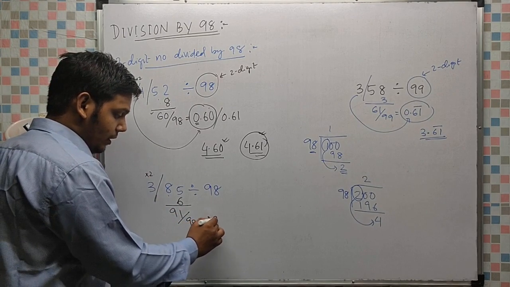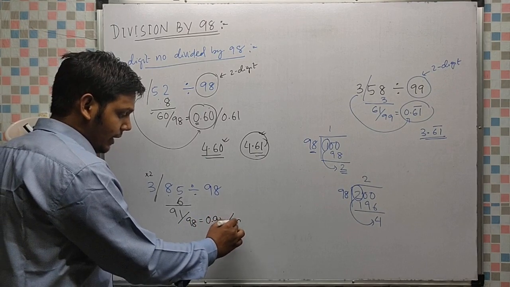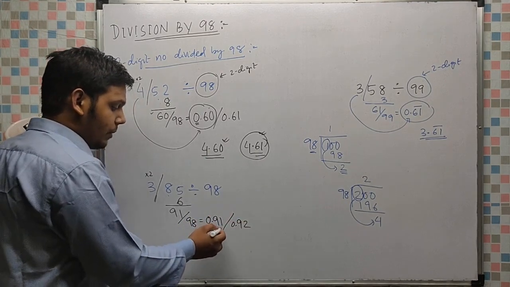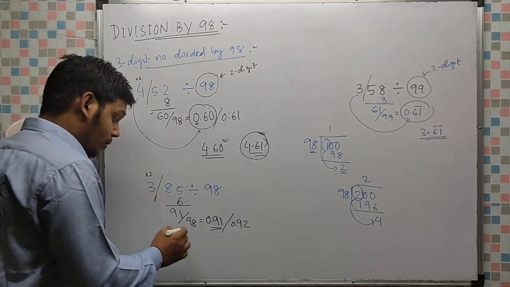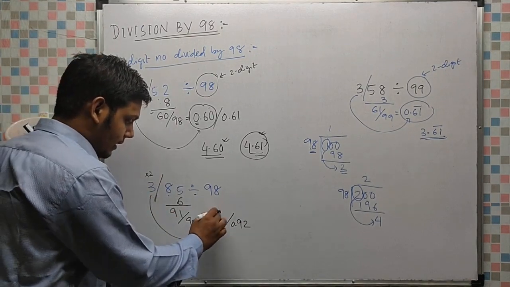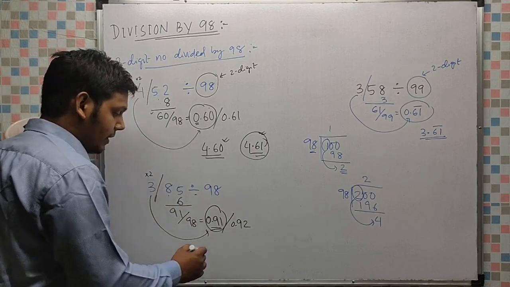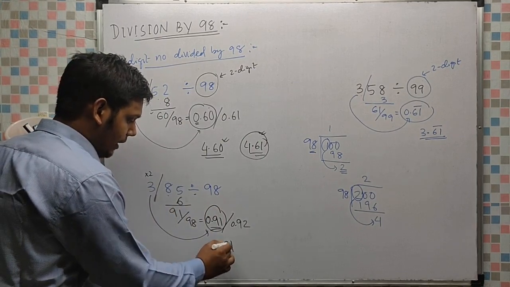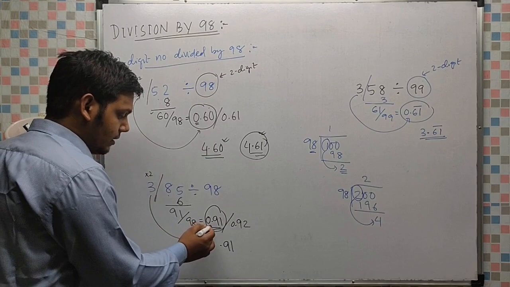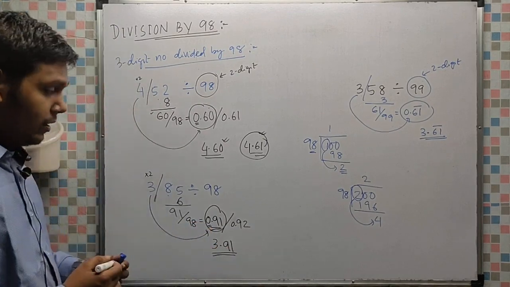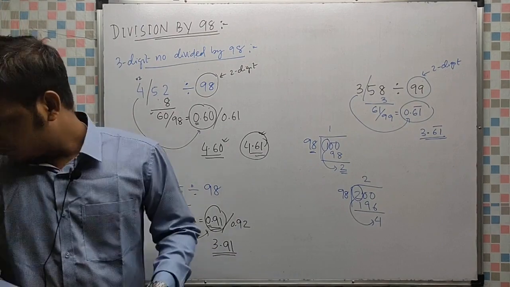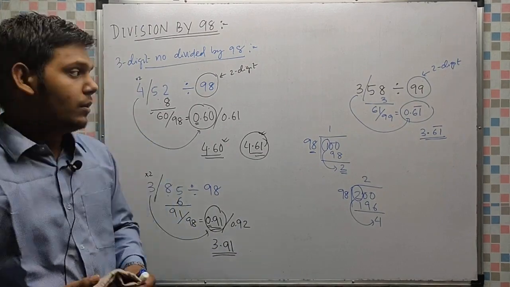Either 0.91 you can write, otherwise 0.92. If you are going for 91, then that is better. Don't change it. Then what do you have to do? You have to add this result and this hundreds digit. So 0.91 and thereafter 3 plus this 0 is 3. The answer is 3.91. We'll discuss some more numbers so that it will be easy for you to understand.